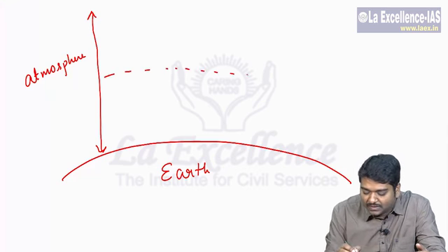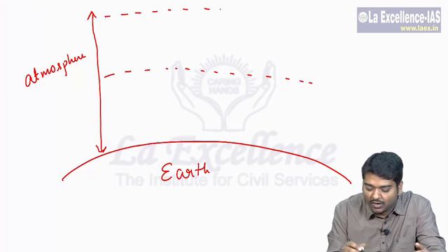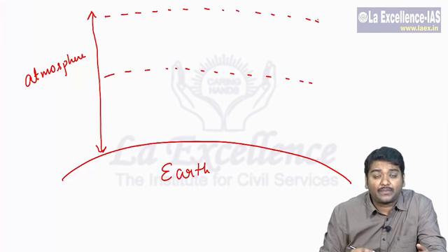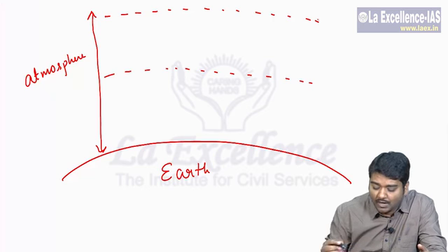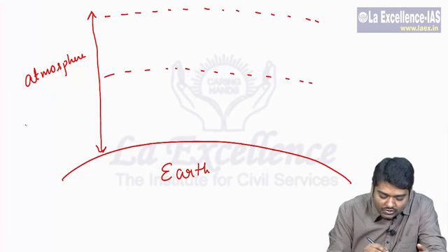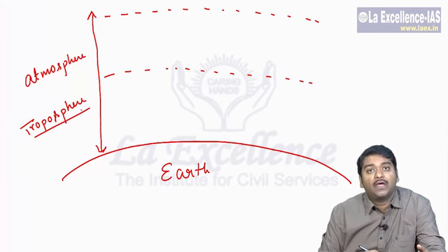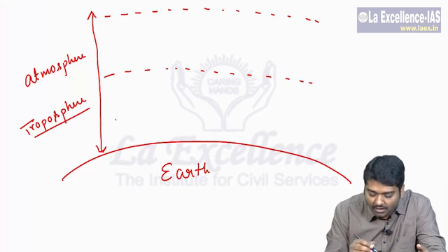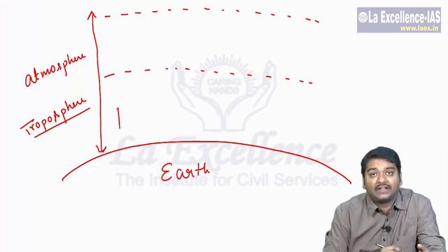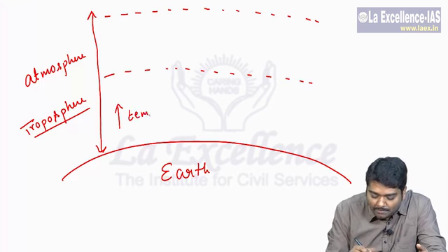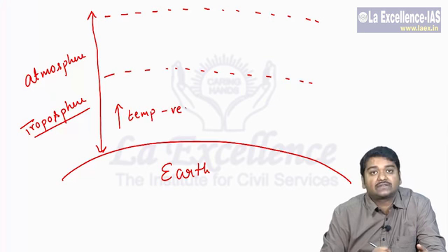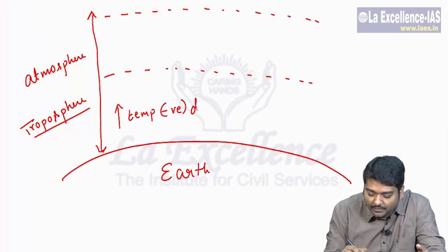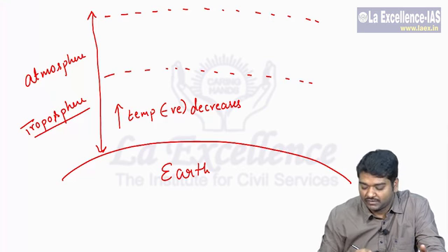Later we'll be seeing some more structures or phases which are present within the atmosphere. If I first take the lowermost part, which we usually call the troposphere, here you have to understand that with increasing height, temperature decreases. That is, it will be negative, or I'll write it decreases. What is the reason for this?